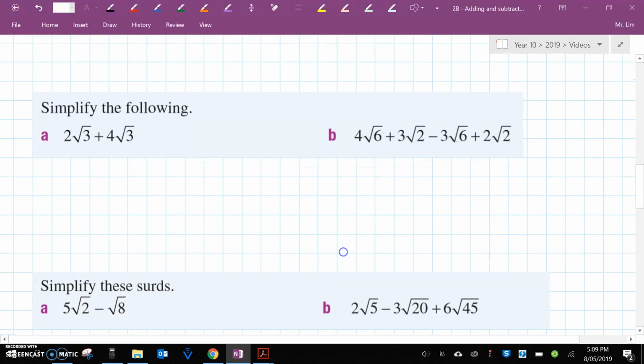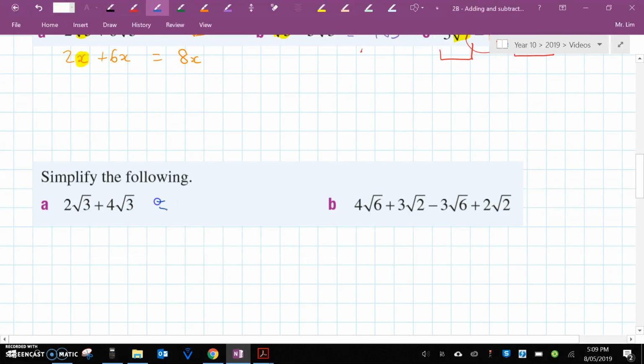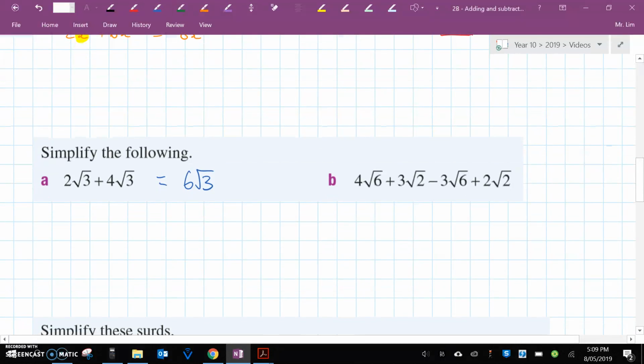So here we have 2 root 3 plus 4 root 3 is just equal to 6 root 3. Question B. We have 4 root 6 minus 3 root 6 are our like terms. 4 root 6 minus 3 root 6 is just root 6. There's one lot of root 6. 3 root 2 plus 2 root 2 is 5 root 2.